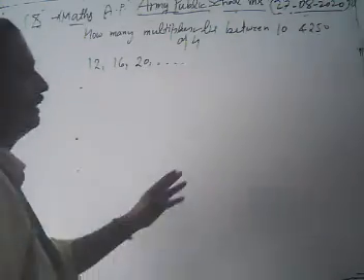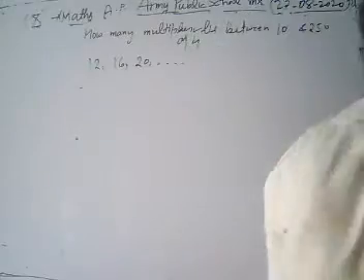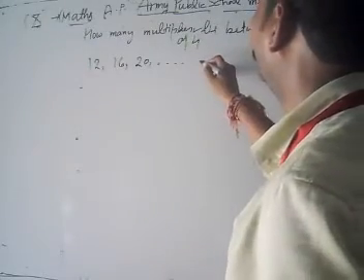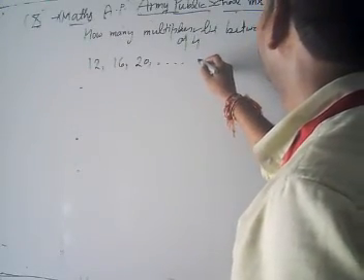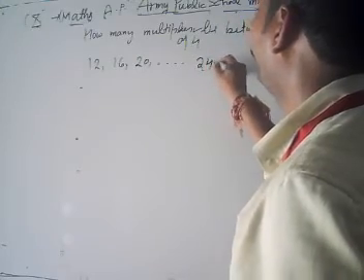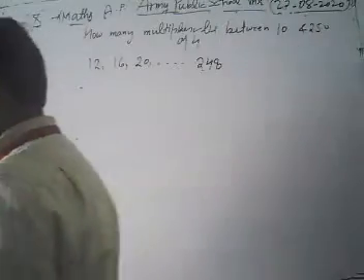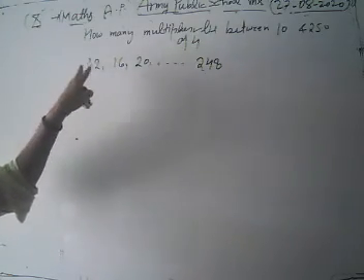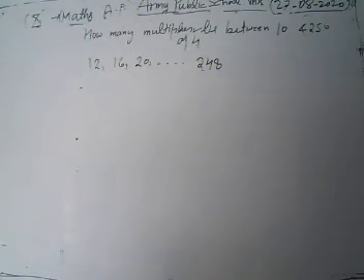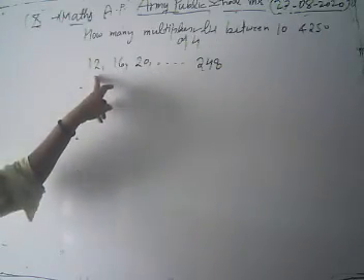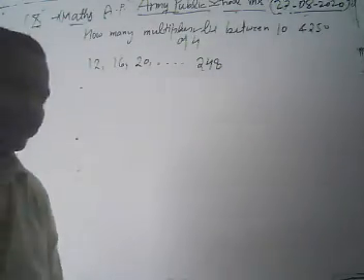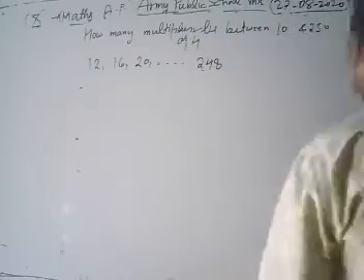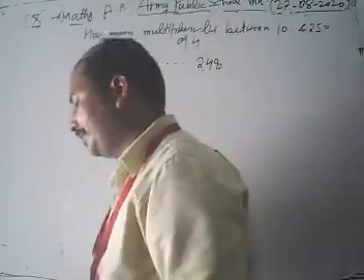What is our last number? It is a number less than 250. It is 240, 244, then 248. This is our last number. Now we have the multiples of 4 which lie between 10 and 250. This represents an arithmetic progression series having a common difference of 4.